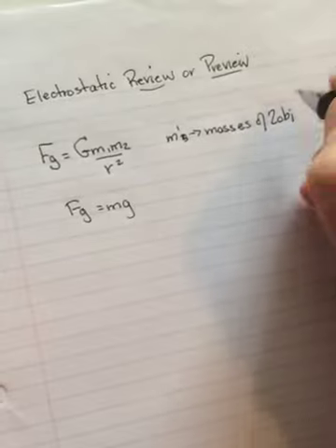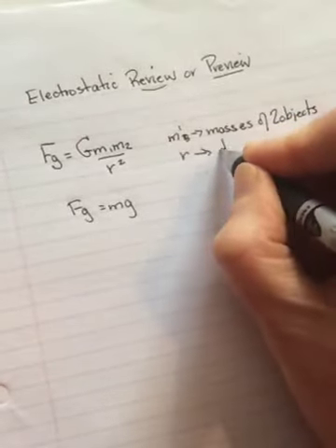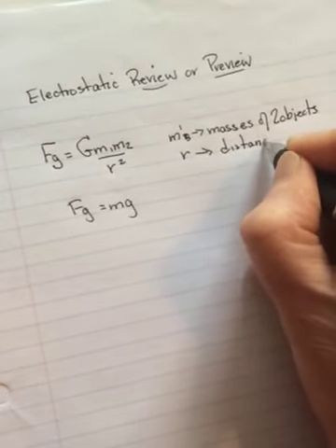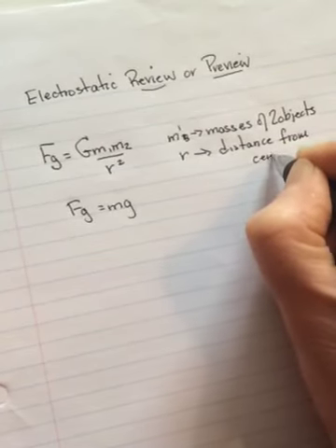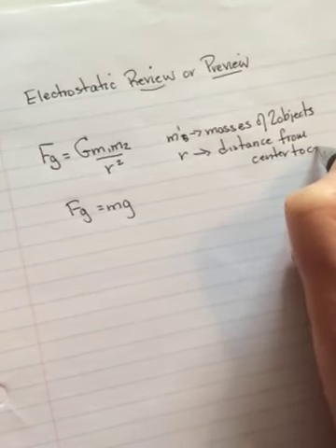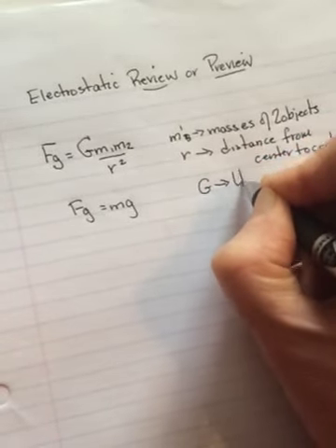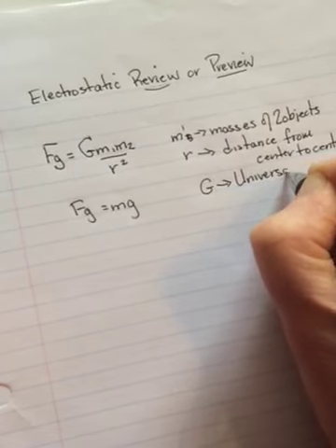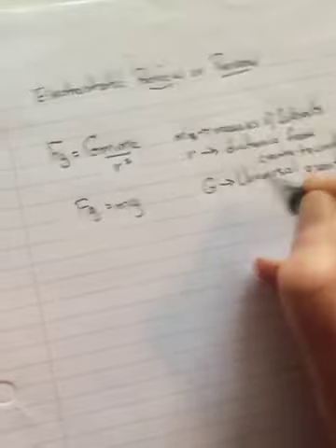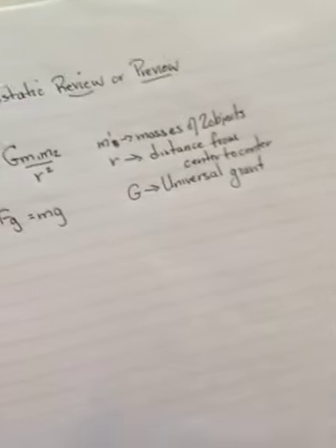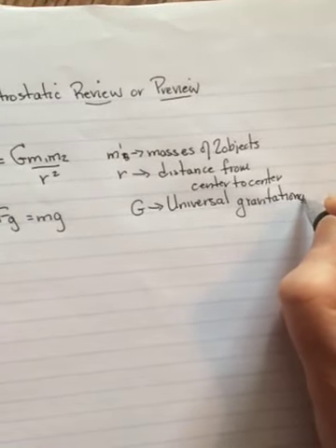The r is the distance from the center of one to the center of the other. And the G was a universal constant, the universal gravitational constant.